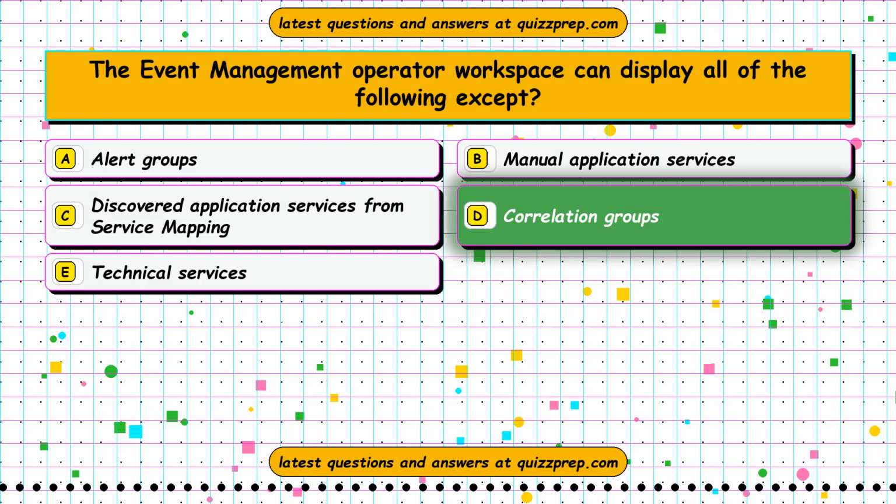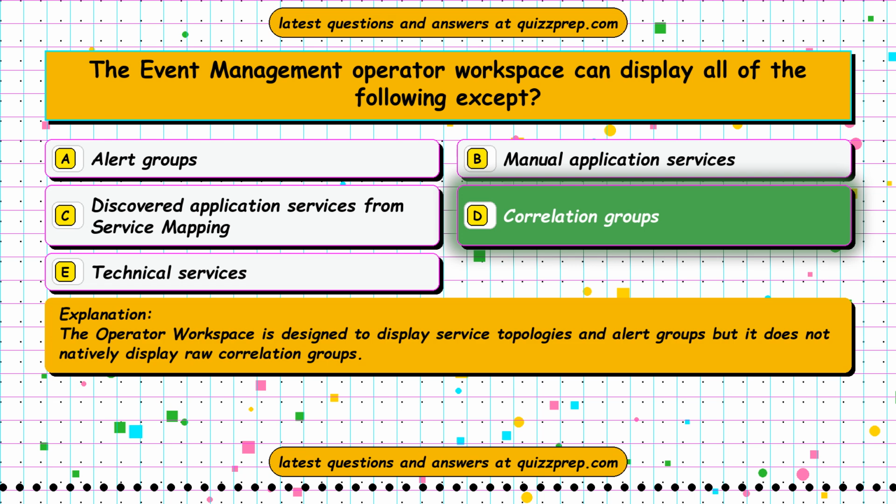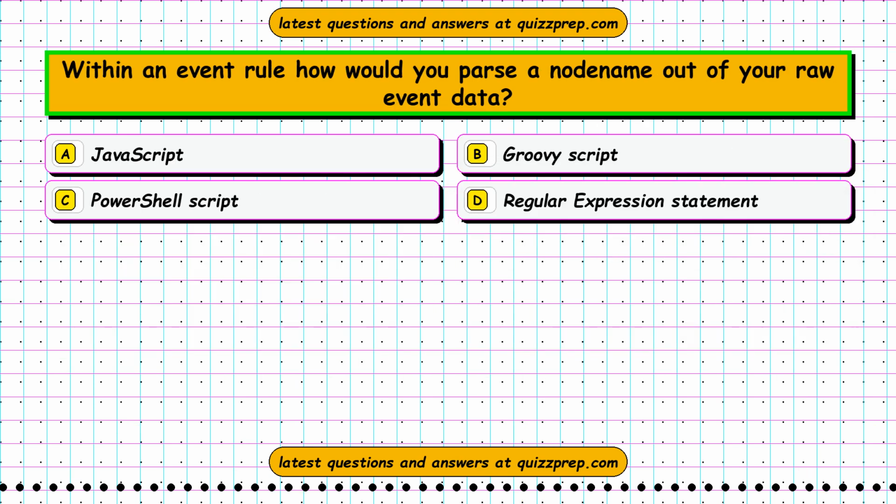The correct answer is Option D. Correlation groups. The operator workspace is designed to display service topologies and alert groups, but it does not natively display raw correlation groups. Question 76. Within an event rule, how would you parse a node name out of your raw event data? Option A. JavaScript. Option B. GroovyScript. Option C. PowerShell script. Option D. Regular expression statement.